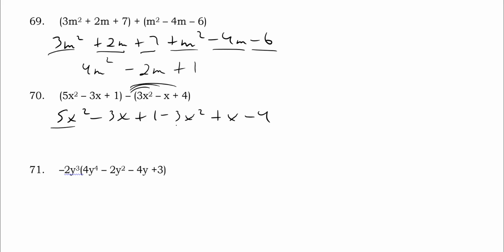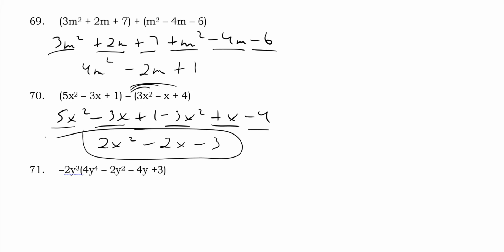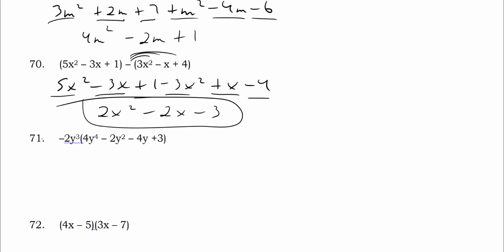5x squared minus 3x squared is 2x squared. Negative 3x plus x is negative 2x. And 1 minus 4 is negative 3. That's your answer. Okay, this one you have to distribute, so just kind of watch when you're distributing.